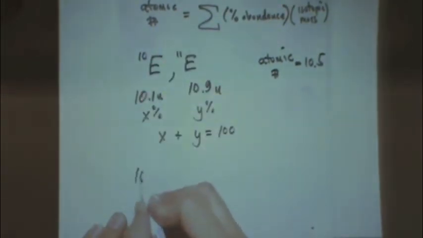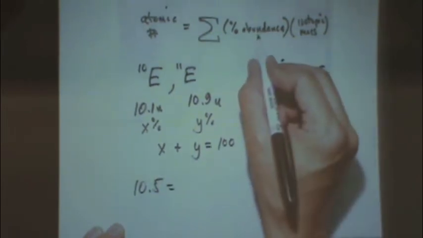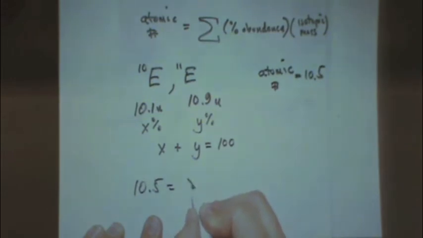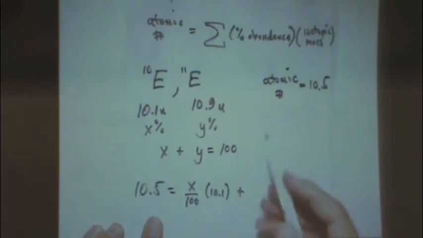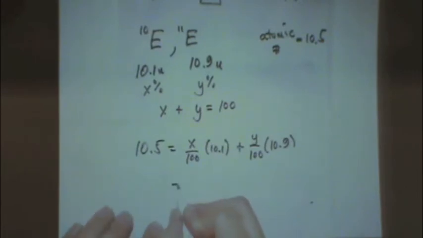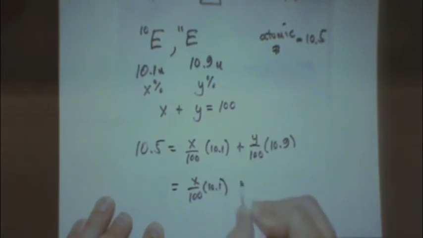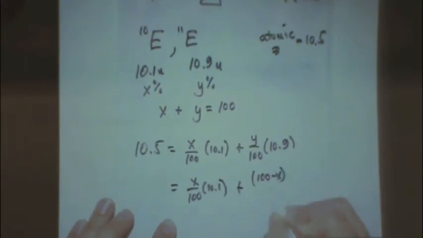The atomic number, 10.5, which should be given in this kind of problem, will equal the percent abundance of the first one, X divided by 100 to change it to a fraction, times 10.1, the isotopic mass, plus the second one, which is Y, divided by 100 times, in our case, 10.9. To make this easier, this is X over 100 times 10.1, plus I would just change this to 100 minus X over 100 times 10.9.